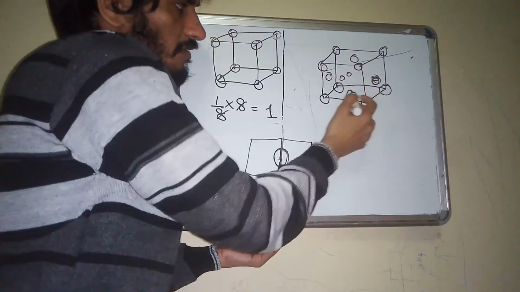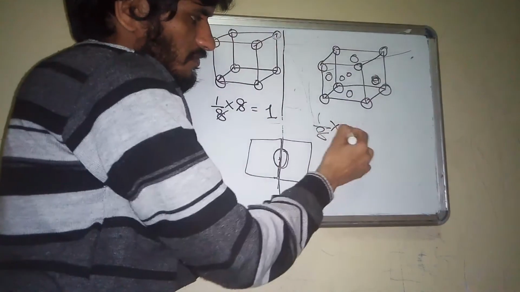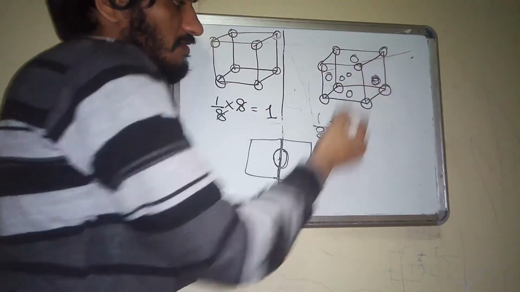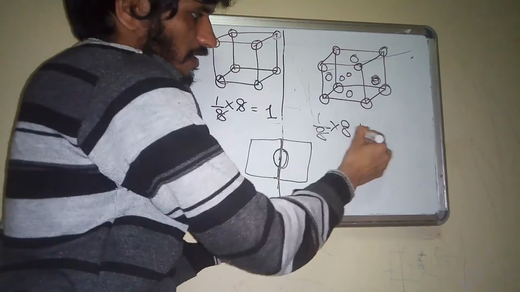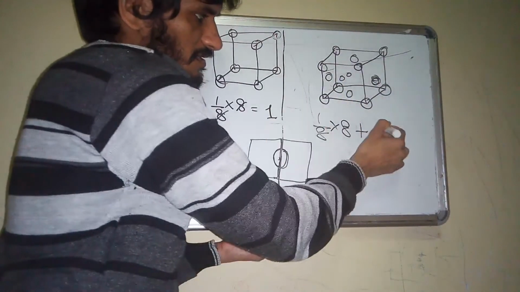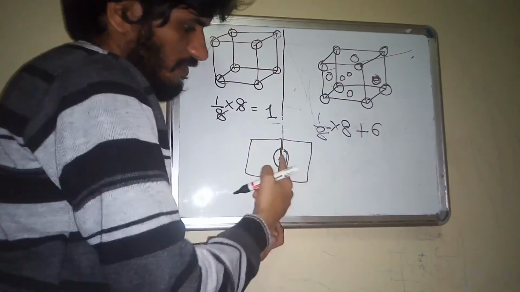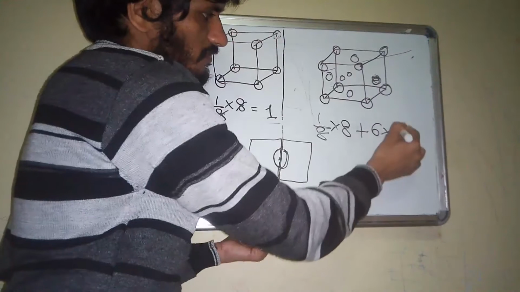That means in 8 corners, how many? 1/8 into 8 means 8 atoms share 1/8 part. And how many faces? 6 faces. On 6 faces, 6 atoms are present. What is the contribution of one atom? Half. So 6 into half.